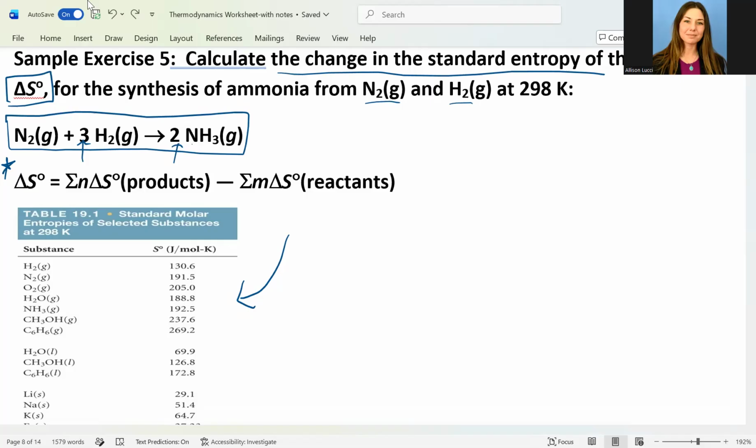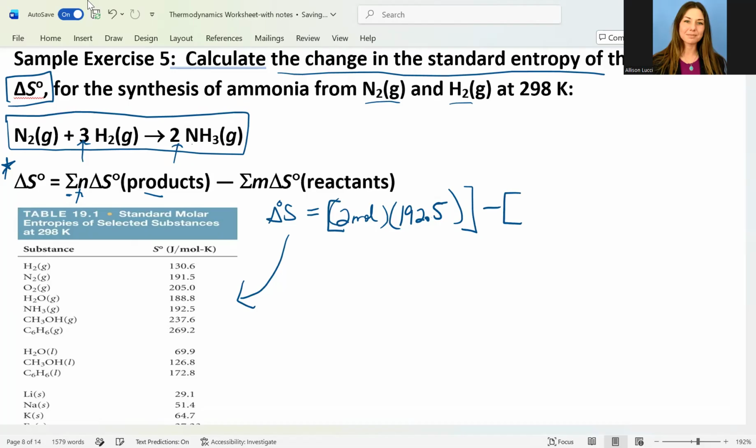If we want to find the delta S for our reaction, it's going to be the sum of our products times their stoichiometric coefficient minus the sum of the reactants' entropy values. So let's take a look at what that would look like. Delta S naught would give us, for products, 2 moles of NH3 rather, and the entropy for that in gas phase is 192.5. To save space, I'm not going to write the units, but it's joules per mole Kelvin. And that's the only product, so I'll put that in brackets.